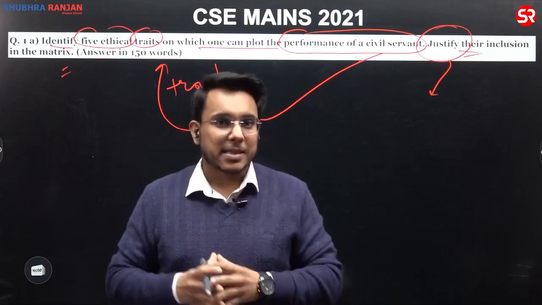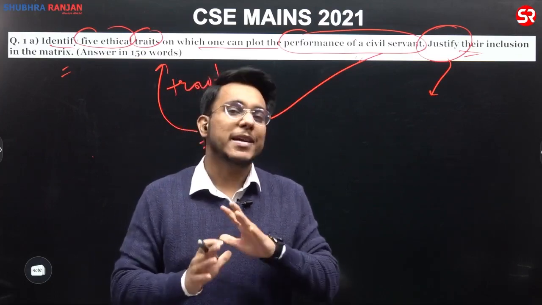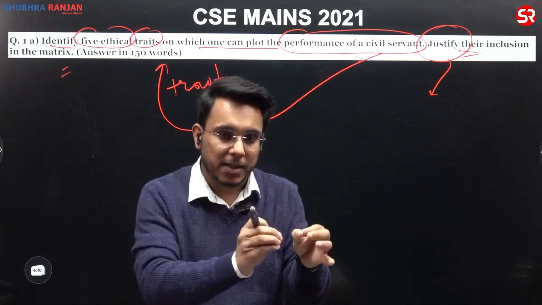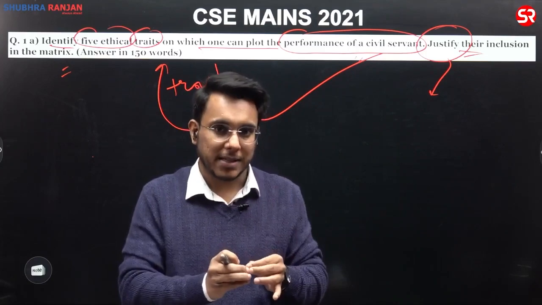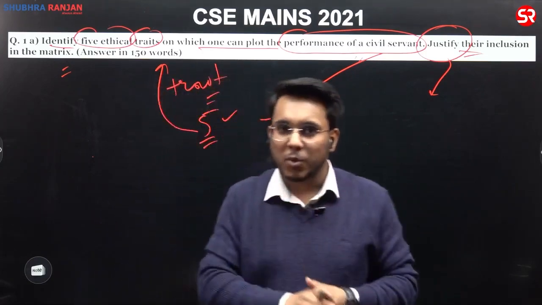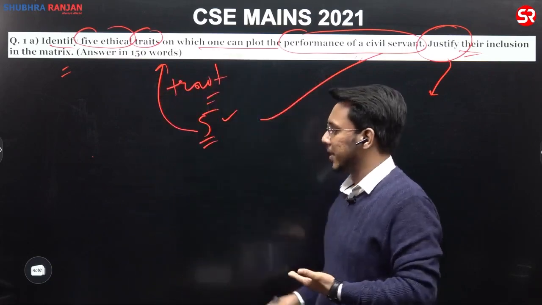Now, when we discuss this particular question, you need not fixate too much on this. The trait is something different, value is something different. Is it clear? However, as a matter of concept, I have explained the difference to you. Now, moving into the question. So, what are the 5 ethical traits?